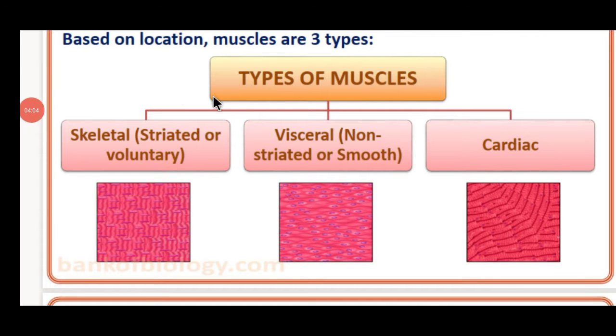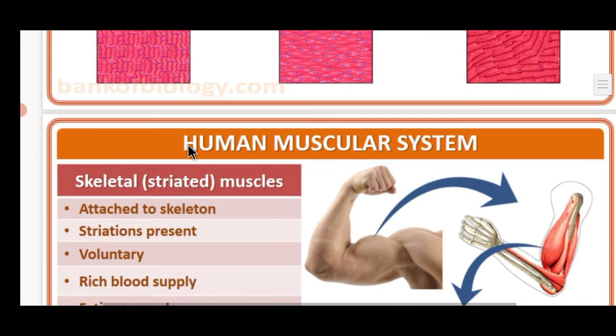Now talking about the types of muscles in the human body, we have three types of muscles. That is, skeletal muscles or striated muscles, which are also called voluntary muscles. Secondly, visceral muscles or non-striated muscles, which are also called smooth muscles. And thirdly, cardiac muscles. Cardiac means the muscles of the heart. The skeletal muscles are the muscles which are attached to our skeleton, and let us try to understand them one by one.